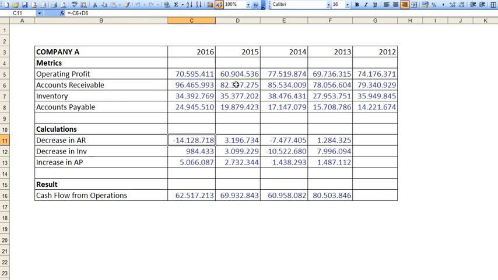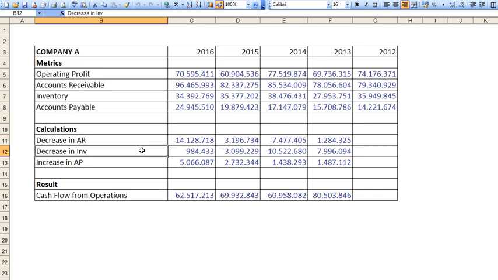So in this case, for example, the accounts receivable metric didn't go down, it actually went up from 82 million to 96 million. So there was an increase of about 14 million, which means I collected 14 million less than I should have, so my accounts receivable balance has increased. So that means I'm getting a hit in terms of cash flow to the tune of minus 14,128,718.